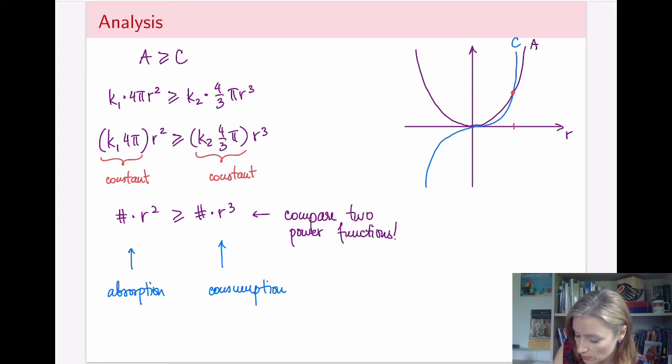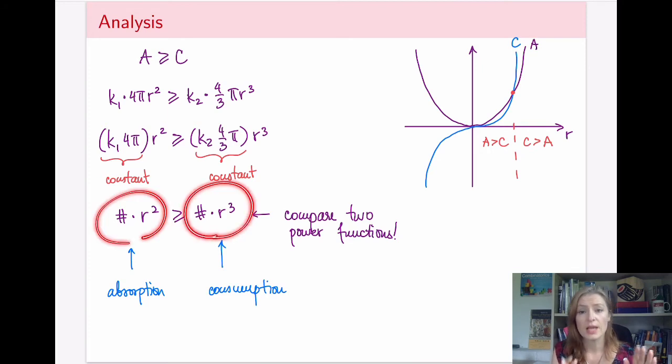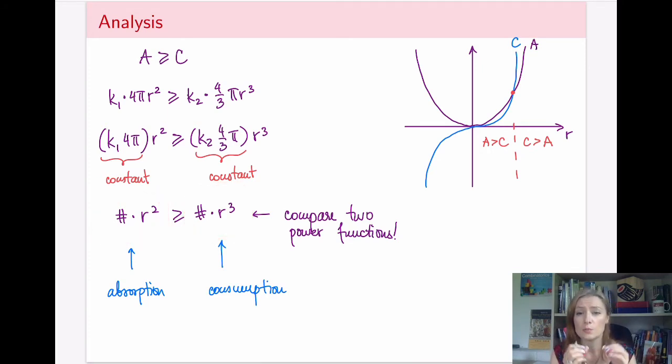So we can split this up, right? On this first region, absorption is bigger than consumption. And then after this point, we see that consumption dominates absorption. So afterwards, the consumption is going to be bigger than absorption. And you can analyze it using numbers. I strongly encourage you to plug in some numbers into these two expressions and make sure that you see that for small values of r, the r squared will give you a higher value, whereas for large values of r, r cubed is going to give you a much bigger number.